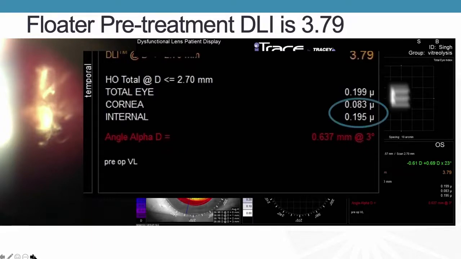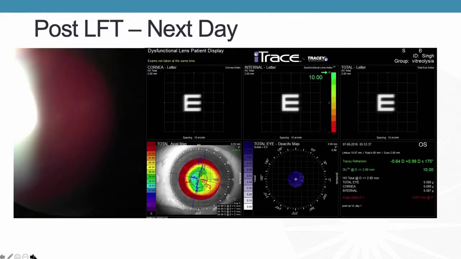So it's saying, hey, the cornea has less than 0.1, or 0.08, which is very low aberrations. When you get to near 0.2, whether it's internal or cornea, that starts to get significant. This patient has significant internal aberrations. So what we did, we said, let's go ahead and do a laser. We got rid of that floater. And now after the floater treatment, I could see that DLI went up to 10.